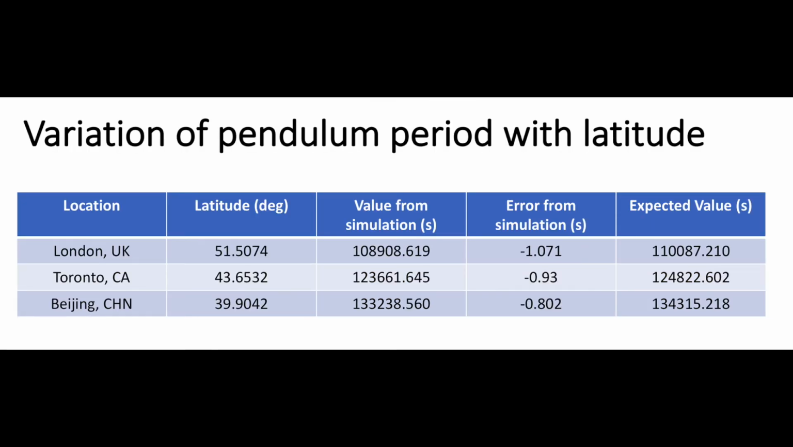We have locations at London, Toronto, and Beijing with latitudes in decreasing order. So London has a latitude of 51.5 degrees, Toronto has a latitude of 43.6 degrees, and Beijing has a latitude of 39.9 degrees. We can see that the value from the simulation goes down as the latitude increases. And we can also see that the error percentages of our simulation are all very close to zero. This indicates that our solver is very accurate across a wide variety of latitudes.